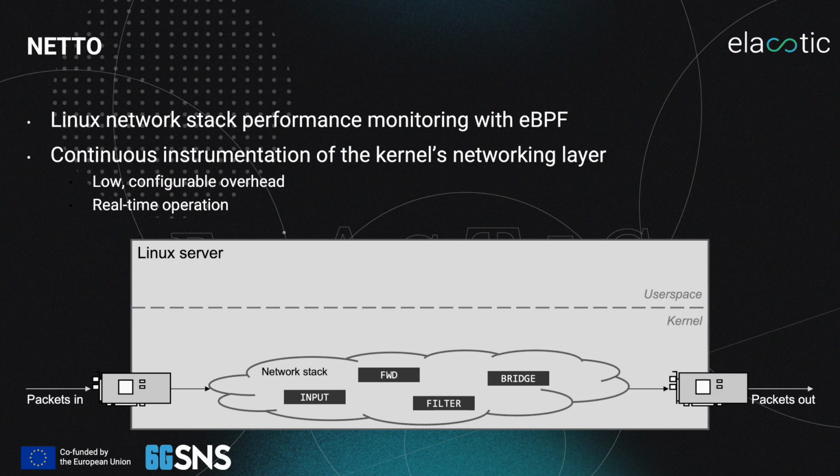In a typical Linux server, the network stack is responsible for processing network packets, on which it implements several functions such as forwarding, filtering, drop, and more. NETTO uses the eBPF technology to instrument all these functions directly in the kernel, thus minimizing latency and operational overhead.